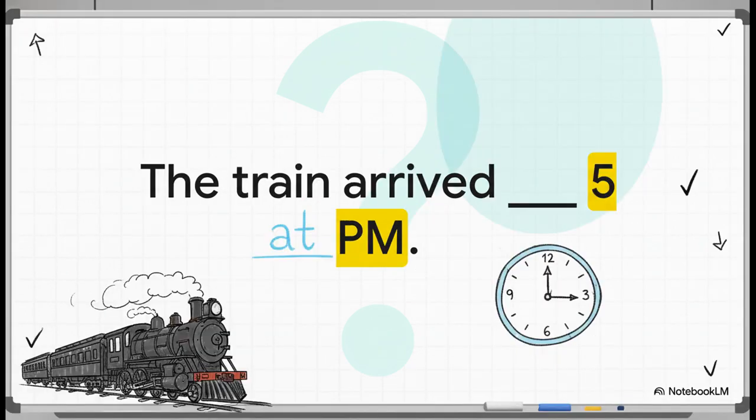Question 8 is about those key words. The train arrived blank 5 p.m. Is it A, ago, B, last, or C, at? For a specific time on the clock, we use C, at.